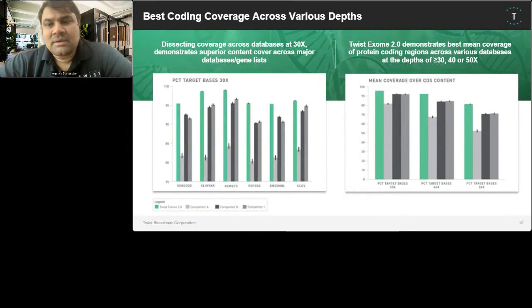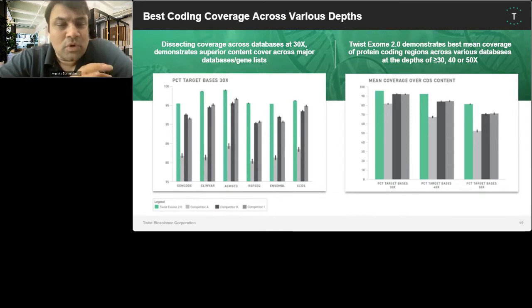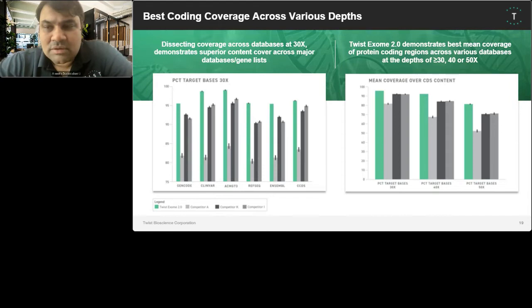And rather than showing the entire coverage metrics like I did in the previous slide, what I wanted to do is focus more on the coding regions. So we calculated the Picard metrics for all the coding regions and non-coding regions across the databases, rather than the entire target that is covered in the Twist panel, right? Because with exome, we pay more attention to the coding regions.